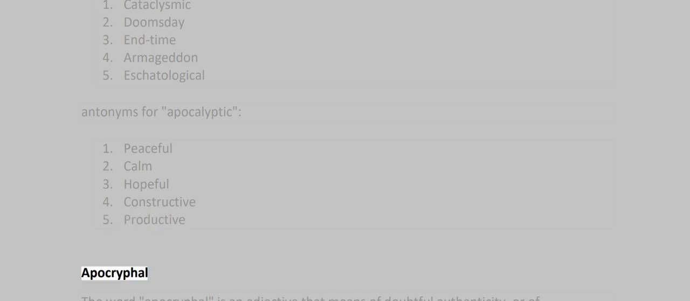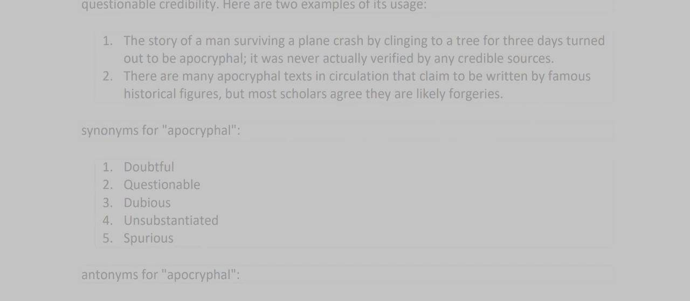Apocryphal. The word apocryphal is an adjective that means of doubtful authenticity or of questionable credibility. Here are two examples of its usage. 1. The story of a man surviving a plane crash by clinging to a tree for 3 days turned out to be apocryphal. It was never actually verified by any credible sources. 2. There are many apocryphal texts in circulation that claim to be written by famous historical figures, but most scholars agree they are likely forgeries.